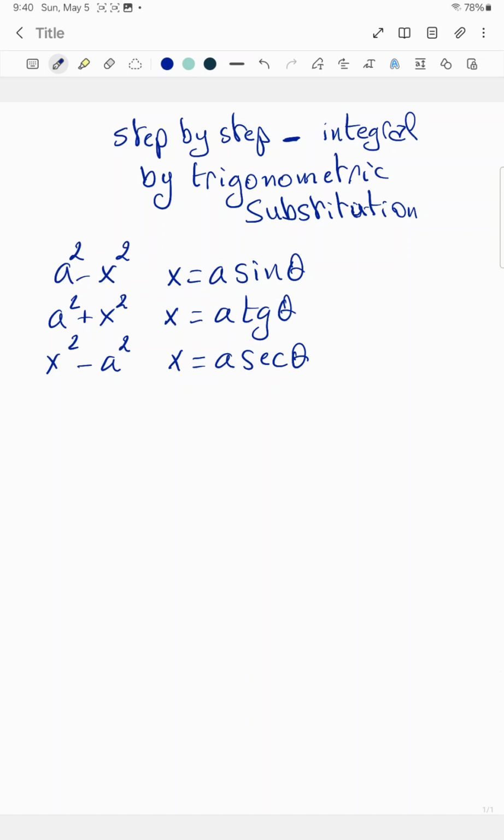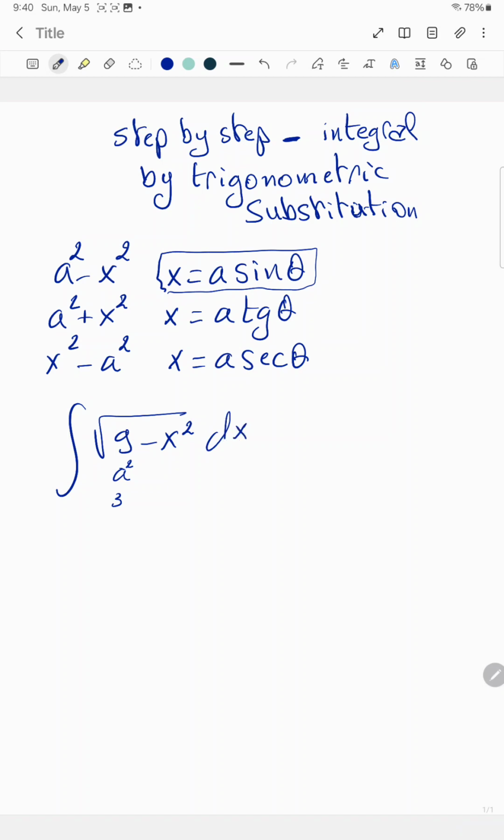And I will give you now one example and you will see what I mean. Let's take the example 9 minus x square. So the 9 is a square, so my a is 3, and minus x square. So I will take that formula because it resembles a square minus x square.